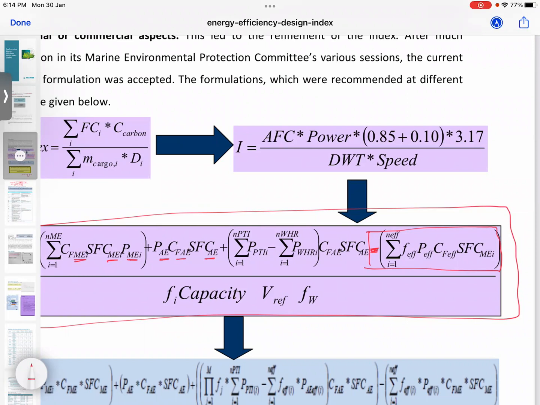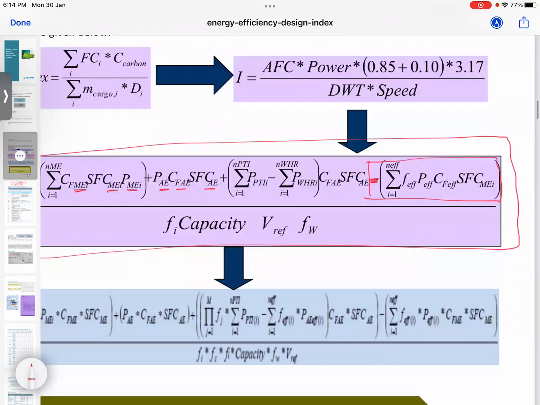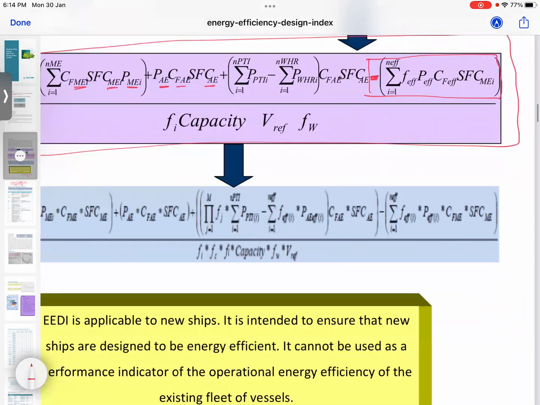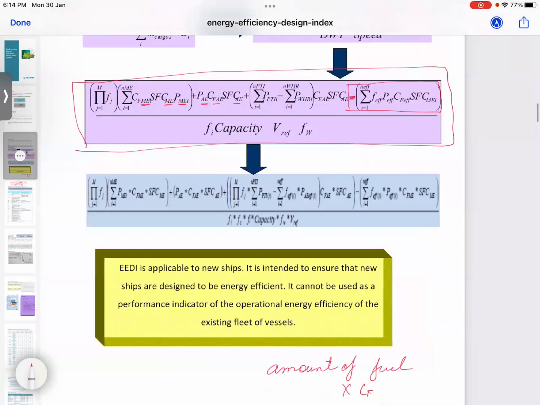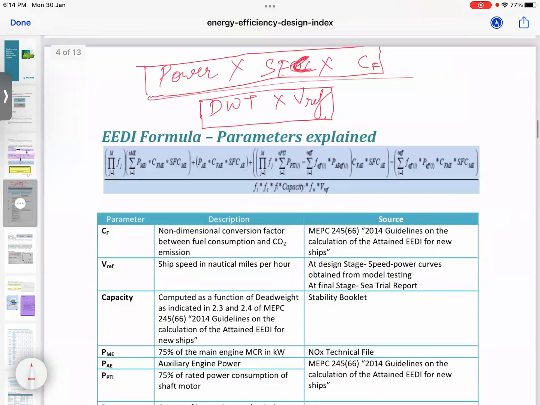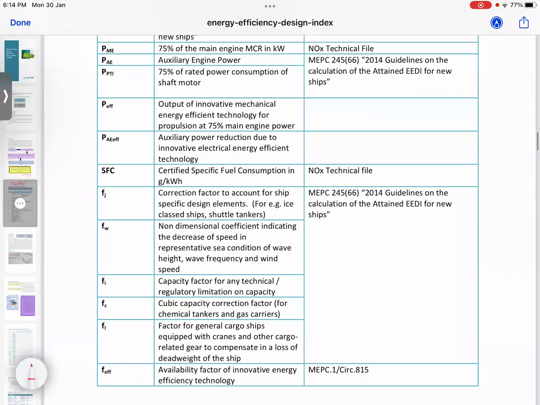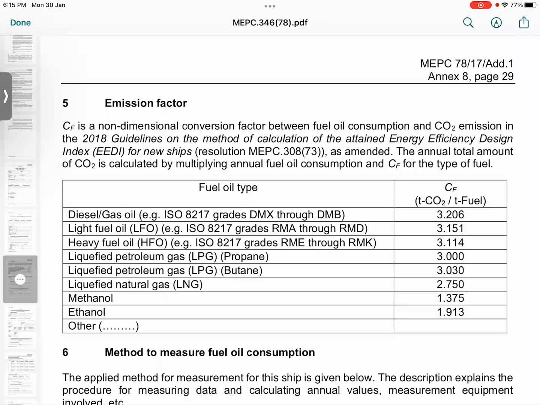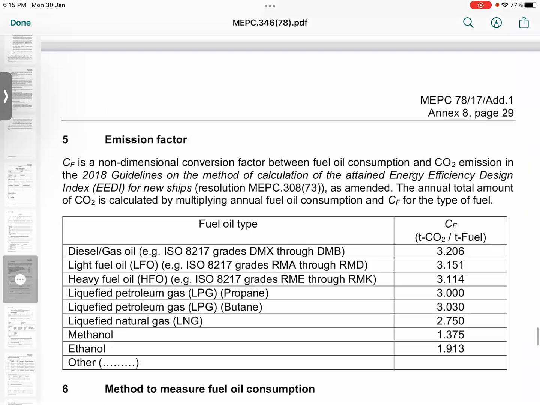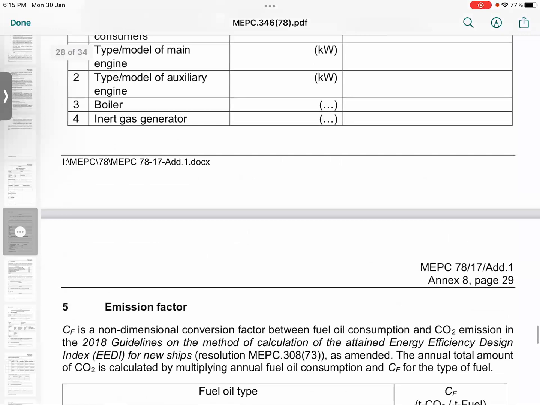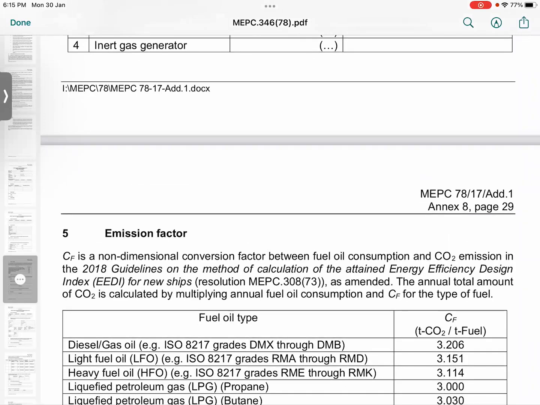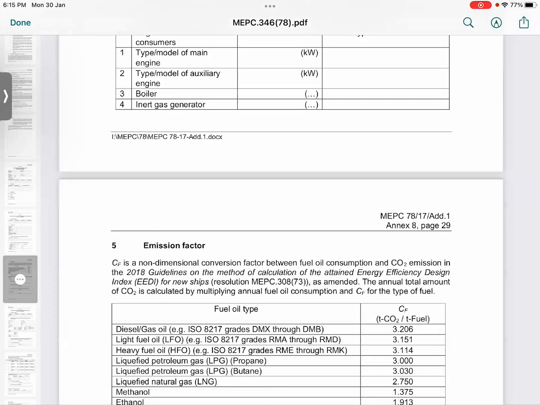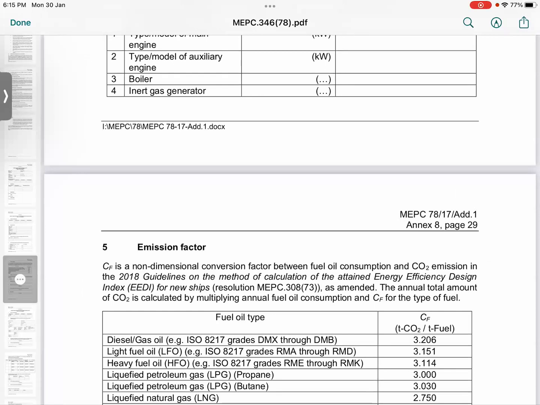And then V reference is the speed, and capacities in the dead weight, right? So this is the actual formula. Okay. So from here you will know, and from here the value of CF has come. Understood, guys? You understood? From here you will get the CF values that are given. Okay, so that is how you can calculate the EEDI values, meaning the attained EEDI value. Any doubt until now, guys? How to calculate? If you have any doubt, ask me.